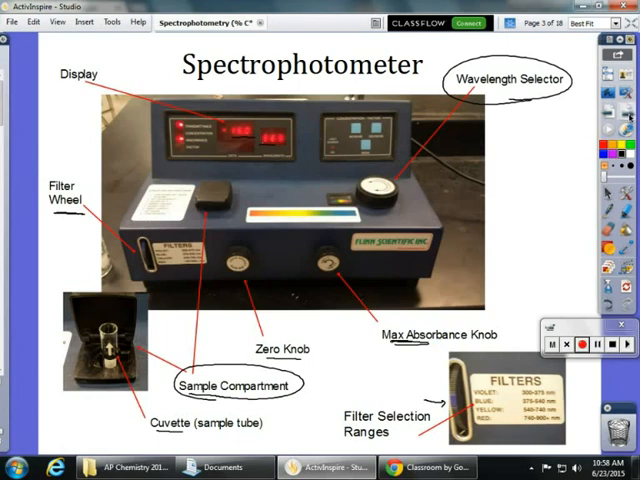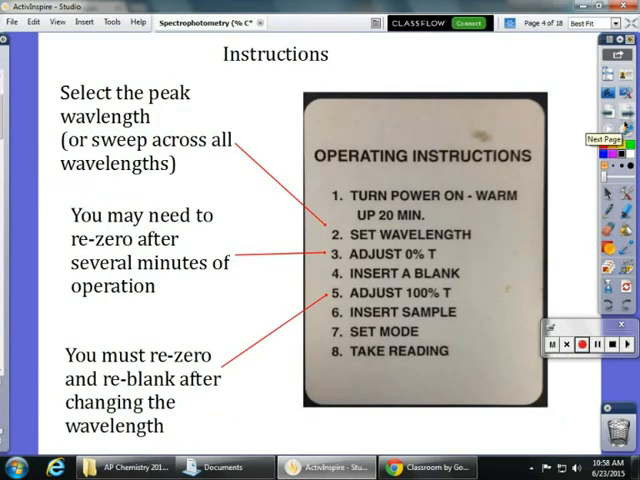Most of them have instructions on it, just like this one. So this one has operating instructions. It tells you to turn it on and let it warm up for 20 minutes. That's going to let the light bulb, I think, come up to temperature and have a consistent amount of light coming out. So it stays the same throughout the trials that you're going to be doing. You first set the wavelength. That's the first thing you're going to do.